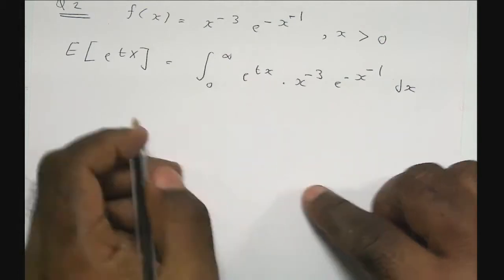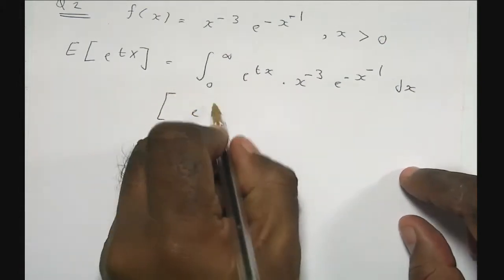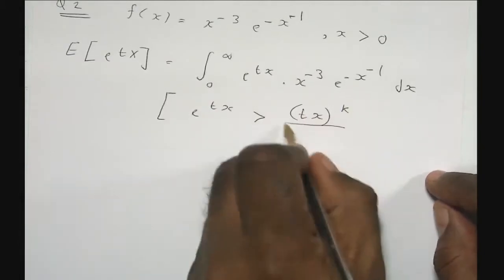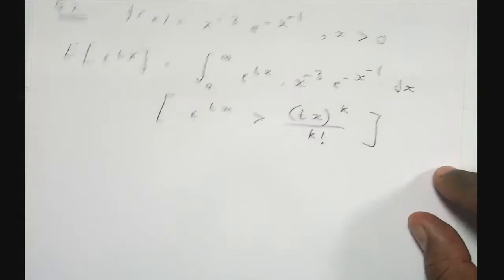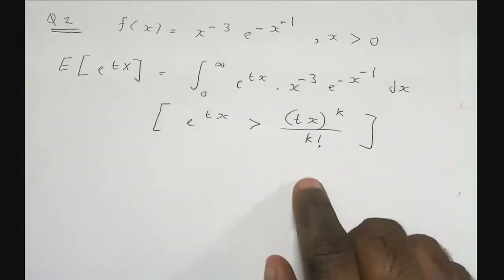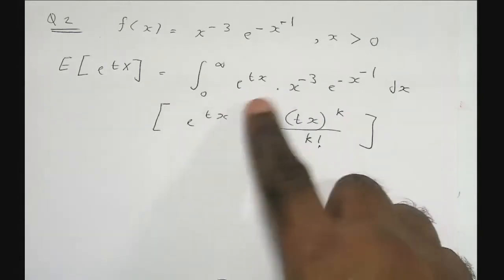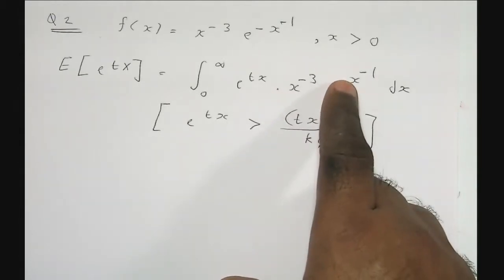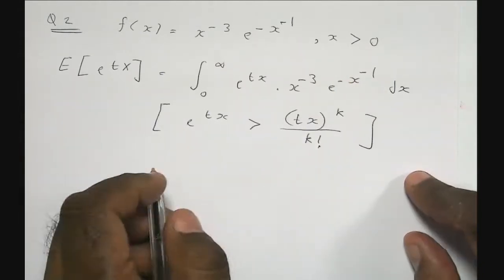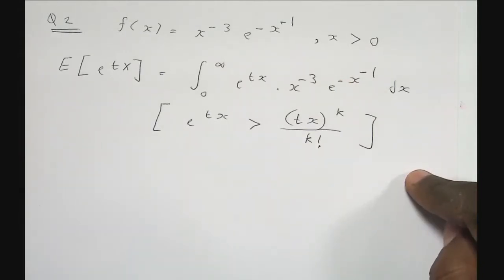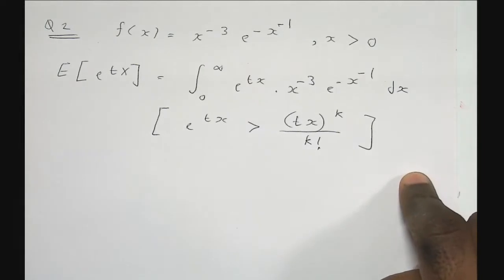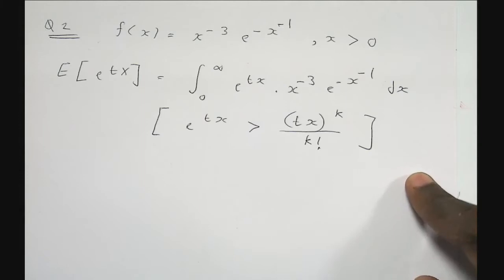We know that E of e^(tX) is greater than t^k X^k divided by k factorial. The question is to find a number k so that the lower bound that you get here is equal to infinity. Now, again, you need to do it by trial and error. If I were you, I would try k equal to 1. If it doesn't work, k equal to 2. If it doesn't work, k equal to 3, and so on.